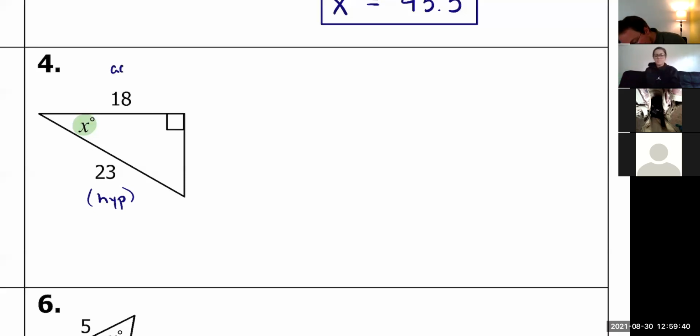So it's adjacent. That might be a good one for you, Misty, to use: ask yourself, is that leg touching the angle? Because if it is, then it's most likely adjacent. So adjacent and hypotenuse tells me which trig function? Cosine. So we're going to take the cosine of our angle, x degrees, equals the ratio of the adjacent leg, 18, over the hypotenuse, which is 23.